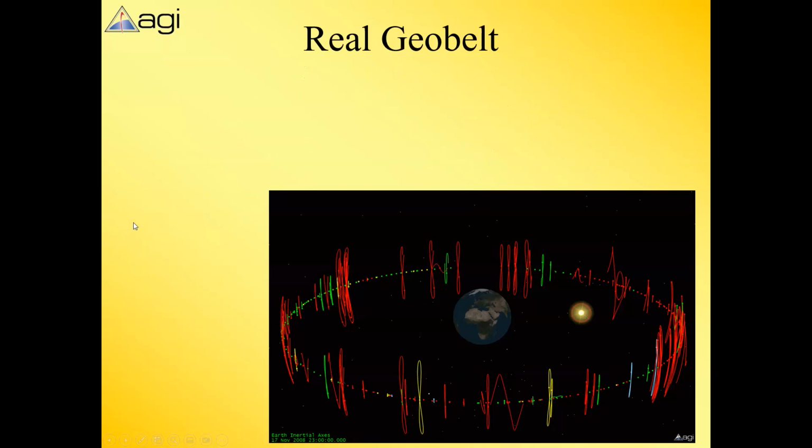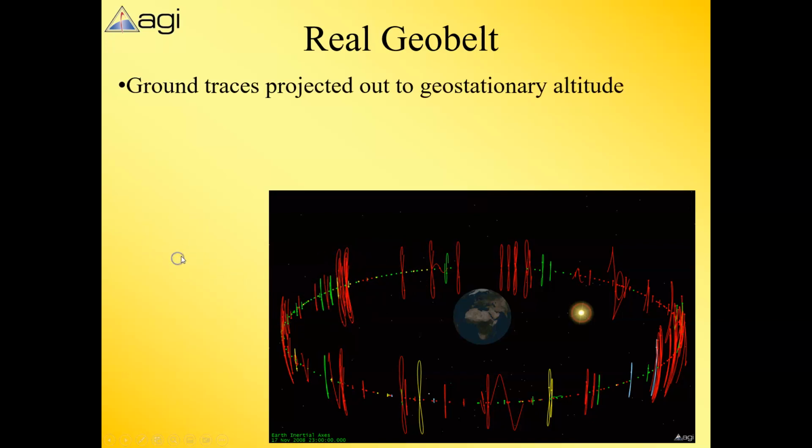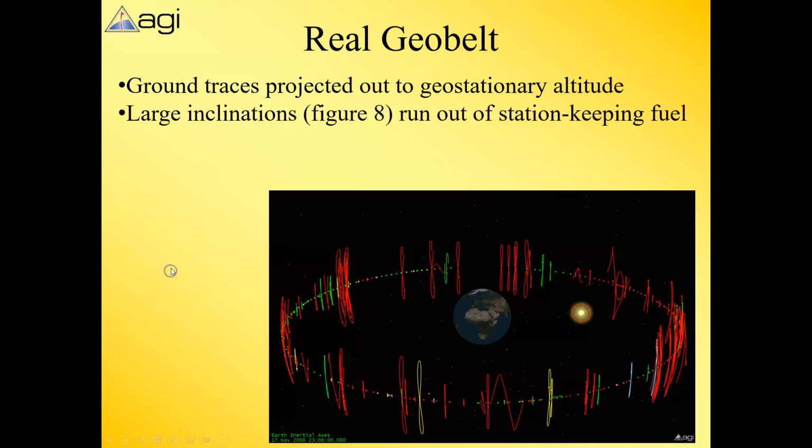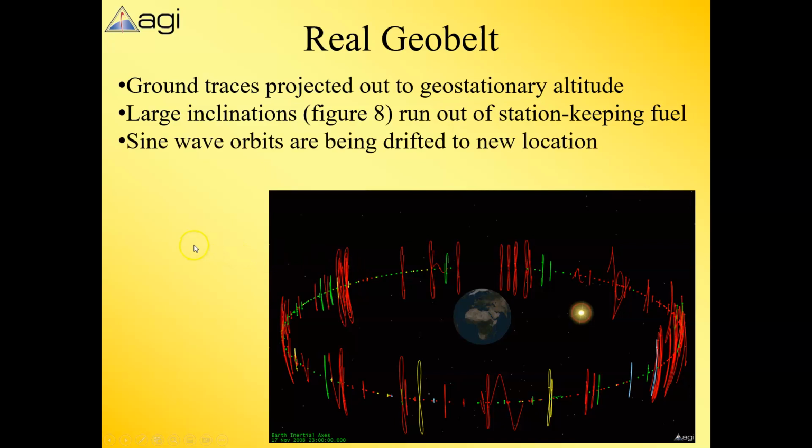So then we have the real GeoBelt, and before we kind of saw the dots, but what are those dots doing? So you can see that here are the ground traces from the satellite itself. So you may have somewhat of a ground trace going on here, but it still maintains that orbit. And then large inclinations run out of station keeping fuel, so it takes a little bit more to keep these satellites in their position. And sine wave orbits are being drifted into a new location as well, which you can kind of see right here. It does kind of manage to skip ahead a little bit.